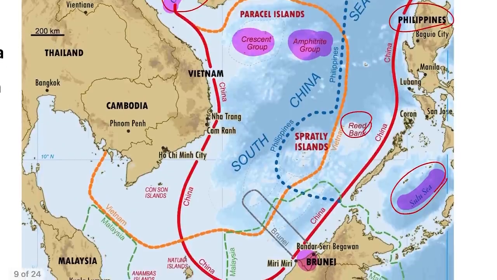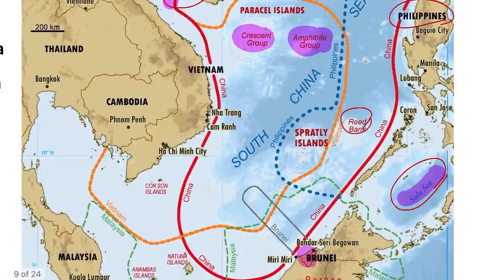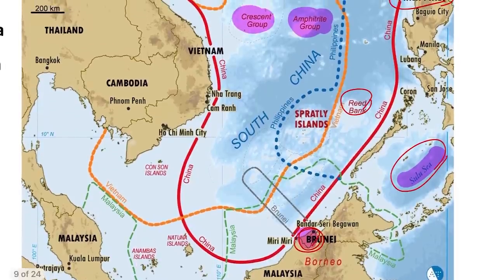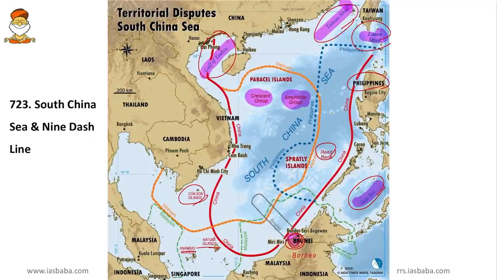And then we also remember Brunei here. Friends, Brunei is a small nation which is embedded by Malaysia. Then other small islands like the Natuna Islands, the Anambas Islands and the Condor Islands, we will remember here itself. These are not much in use, and there are fewer probabilities of these coming into the exam hall, but if they come, we will not lose it. So this is all about the South China Sea and the nine-dash line.